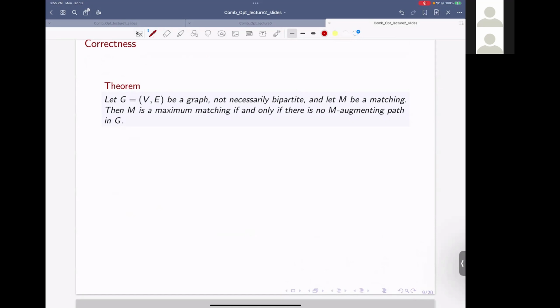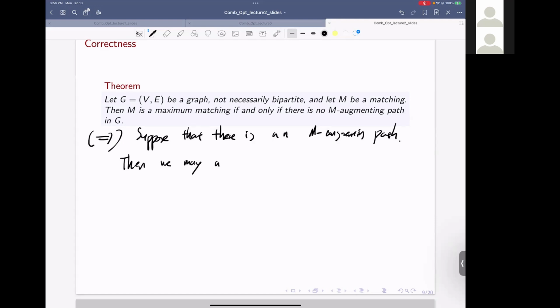Okay, so let's prove this. In fact, the argument or the idea is simple for this theorem, but if you look at my lecture notes, you see long paragraphs, but the idea is quite simple. So let's prove this. First of all, let's prove this direction. I'm going to prove the contrapositive. So let's suppose that there is an M augmenting path. Then we described that you can apply this procedure of augmenting the edges, and you can end up with a better matching.